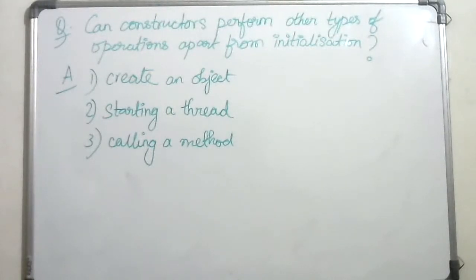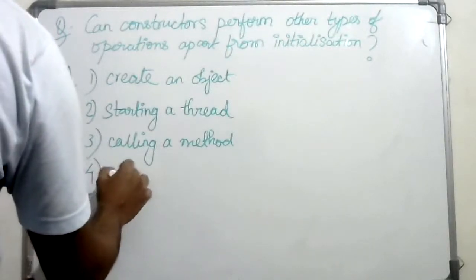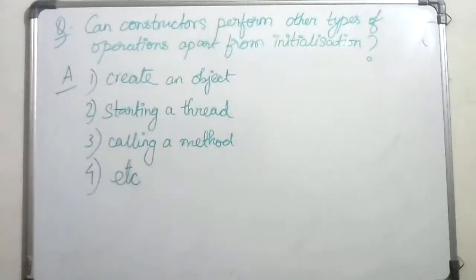So inside a constructor, you can not only initialize instance variables, you can do these as well. And you can do other things as well. So it's not just limited to these three. Anything that you can do inside a method can also be done inside a constructor. So inside a method, you can create an object, you can start a thread, you can call another method, and you can do other stuff as well. So inside a constructor too, you can do these kinds of things, not just initializing variables.